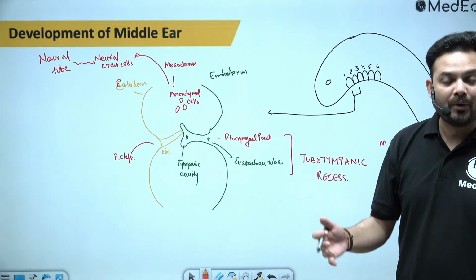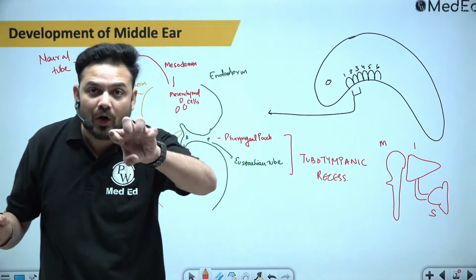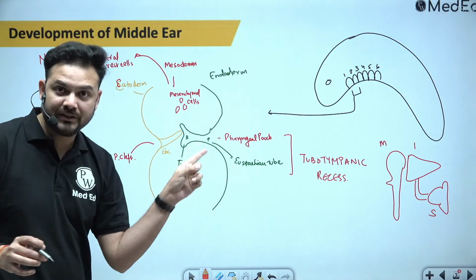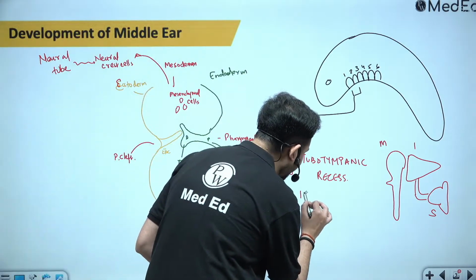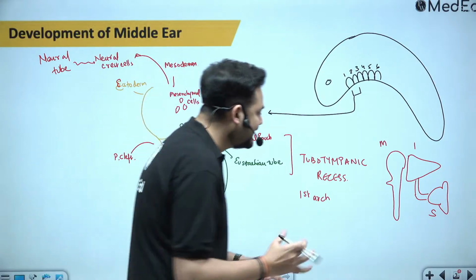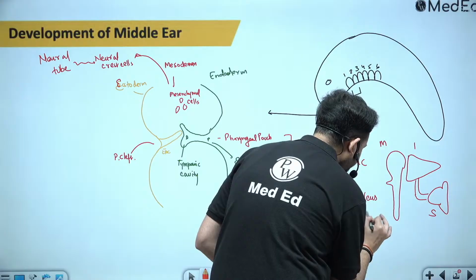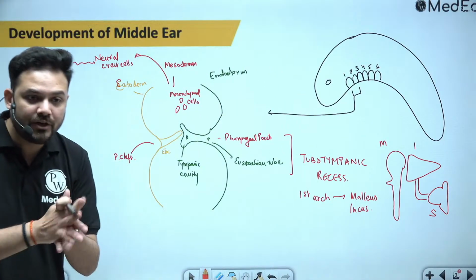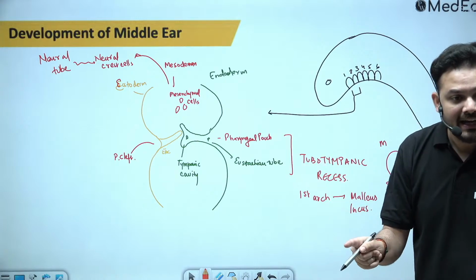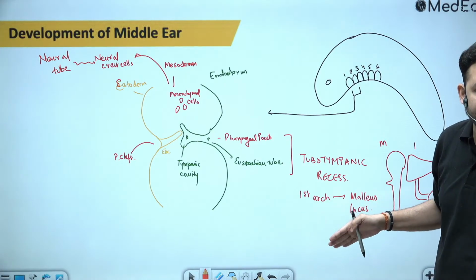Now, what are they going to do? These mesenchymal cells are going to condense. The first arch mesenchymal cells undergo condensation, and they will form our future malleus and incus. That means the condensation of these mesenchymal cells inside the first pharyngeal arch is happening, and they will form the future malleus and incus.